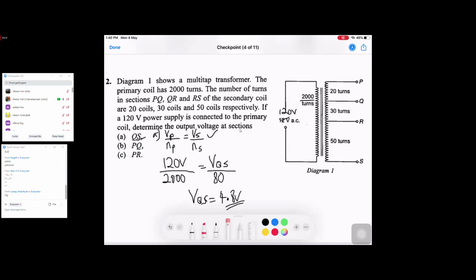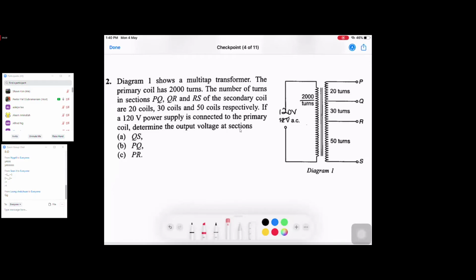Okay, now we go for B. Now let's see. Primary voltage over number of turns of primary equals secondary voltage over number of turns of secondary. Primary voltage is 120 volts. Number of turns is 2,000.